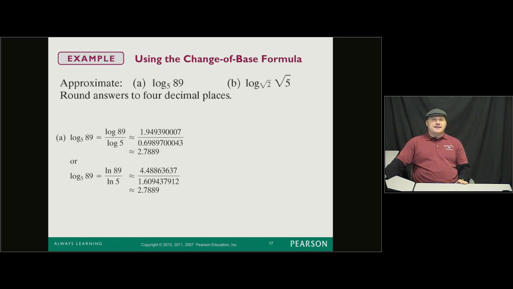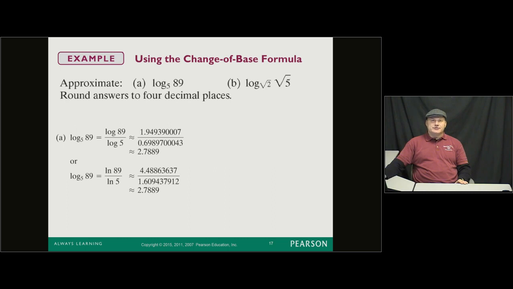So the log base 5 of 89 is the same thing as the log of 89 divided by the log of 5. And to tell you the truth, that first decimal, 1.9, yada yada, and all those decimals, I don't bother with that. I go directly to the answer. I just use my calculator, log of 89 divided by the log of 5, and it's 2.7889. If you do it the other way, take the natural log of 89 over the natural log of 5. Now, notice the natural log of 89 was 4.48, whereas the common log of 89 was 1.9. So it's not the same number.